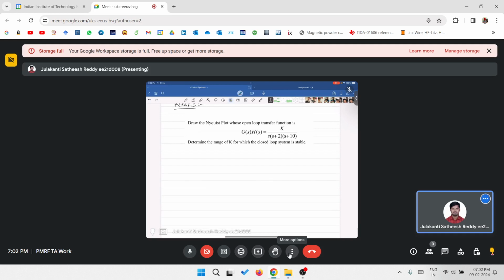Mapping of the entire right half of the S-plane into the G(s)H(s) plane. Suppose you know the coordinate system x, y. So you are mapping that into f(y) equals f(x) form. So that is the way here the system is.